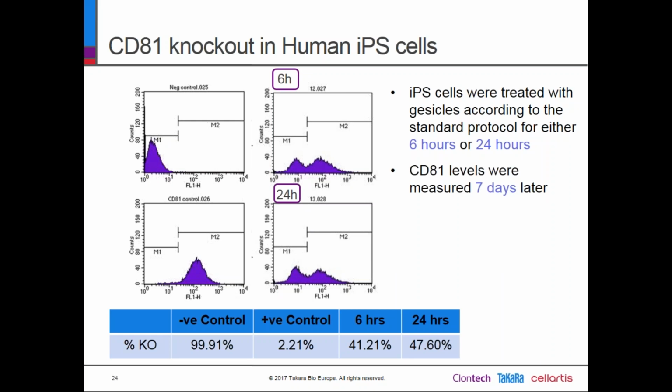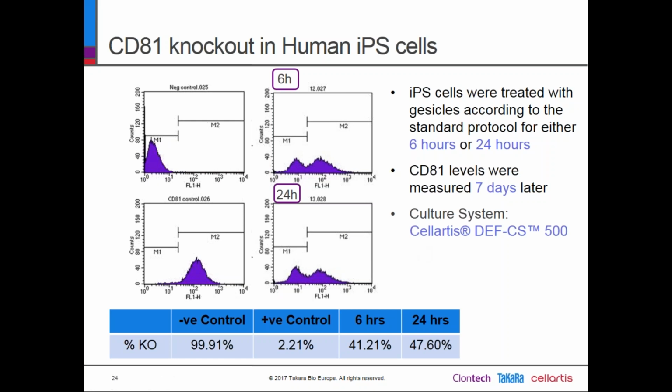Then we measured the CD81 levels 7 days later by FACS. What you could see is that we could achieve between 40 to 50% functional knockout, shown here by this leftward shift of the peak.